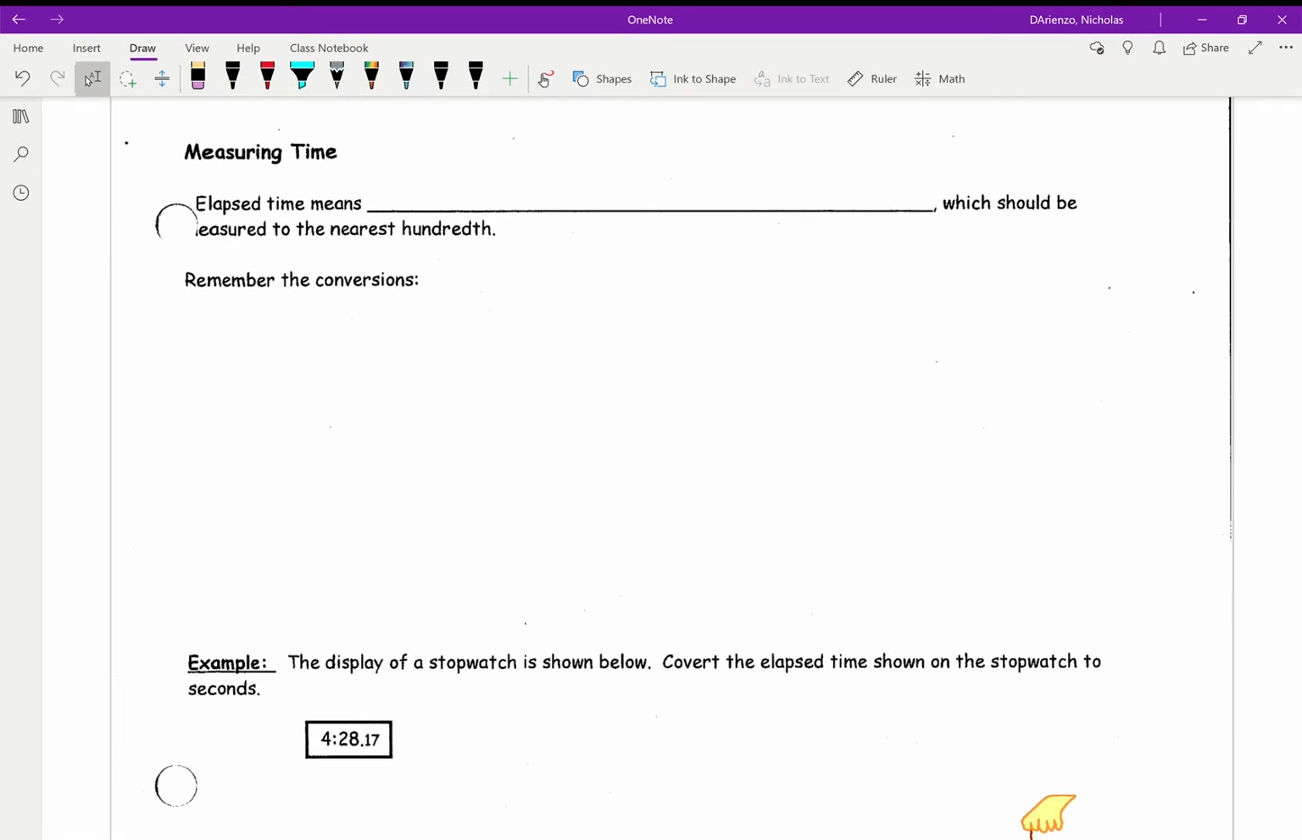Measuring time. Pretty straightforward, pretty simple. We are going to use one or maybe two particular devices this year to do this. When you see elapsed time, what that means is time measured with a stopwatch or clock, which we would, to the best of our ability with the precision that the device has, round to the nearest hundredth.